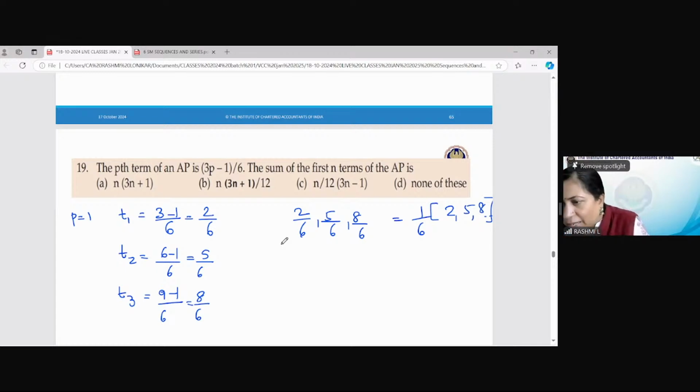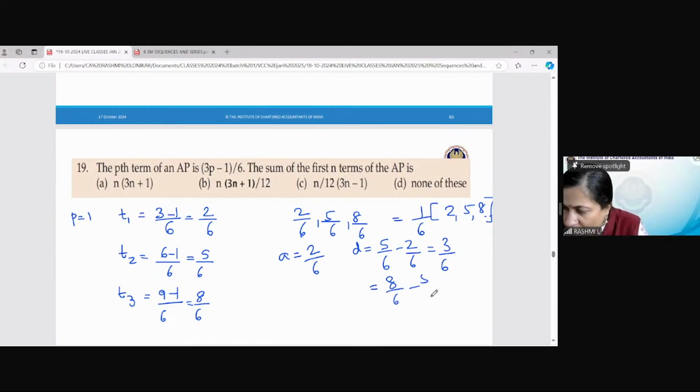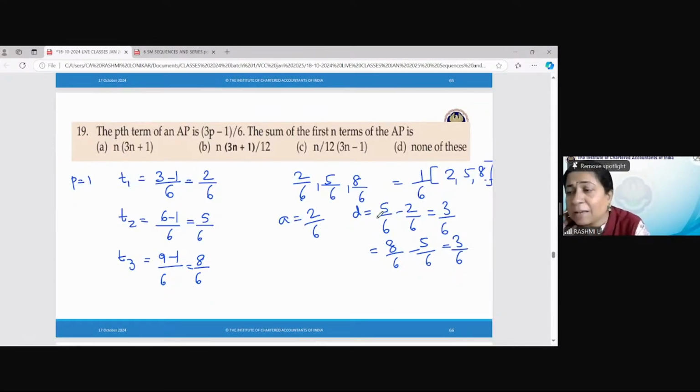So how much is my a? 2/6. How much is d? 5/6 minus 2/6, which is 3/6, right. I can also check it from elsewhere: 8/6 minus 5/6 is also equal to 3/6. I have a and I have d, so Sn, the sum of the first n terms, is equal to n/2 into twice a plus n minus 1 into d, right? This is my formula.